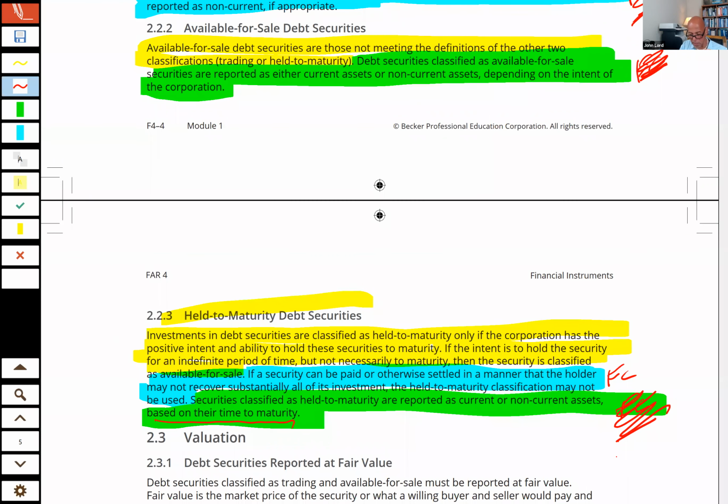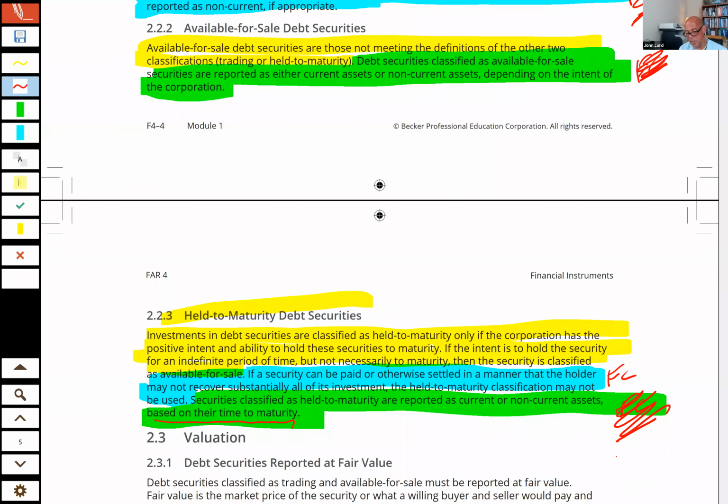In the case of trading, it's current generally. In the case of held to maturity, it depends on how long to maturity. And when we're dealing with available for sale, it really depends on the intent of the corporation. If they plan to sell that within the next year, it's going to be current. Beyond the next year, it's going to be non-current.